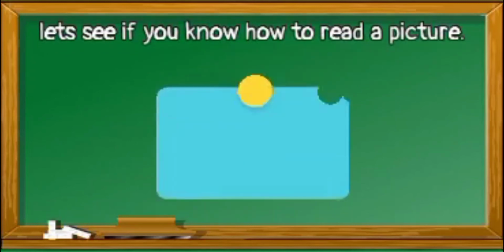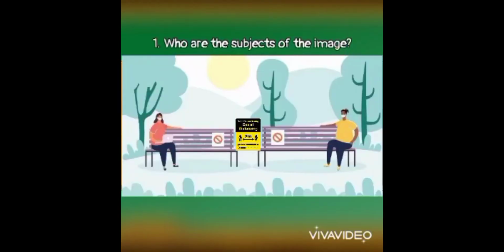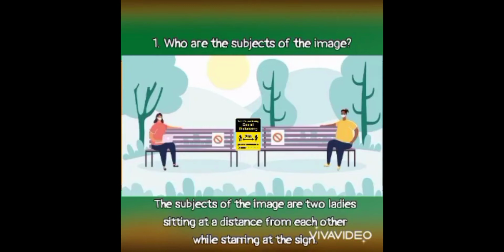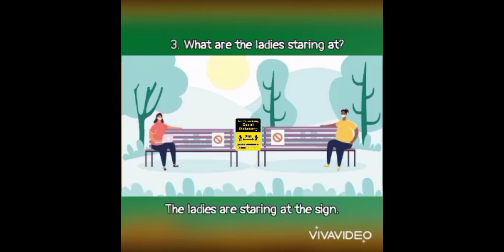Let's see if you know how to read a picture. Let's analyze the picture by answering the following questions. Who are the subjects of the image? The subjects of the image are the two ladies sitting at a distance from each other while staring at a sign. Where do you think is the setting? The setting is in the park. What are the ladies staring at? The ladies are staring at the sign.